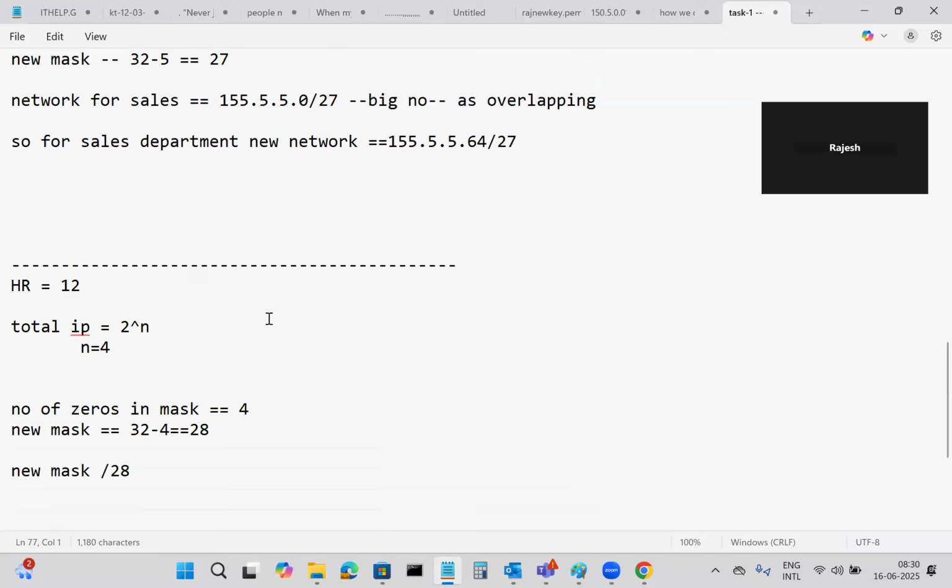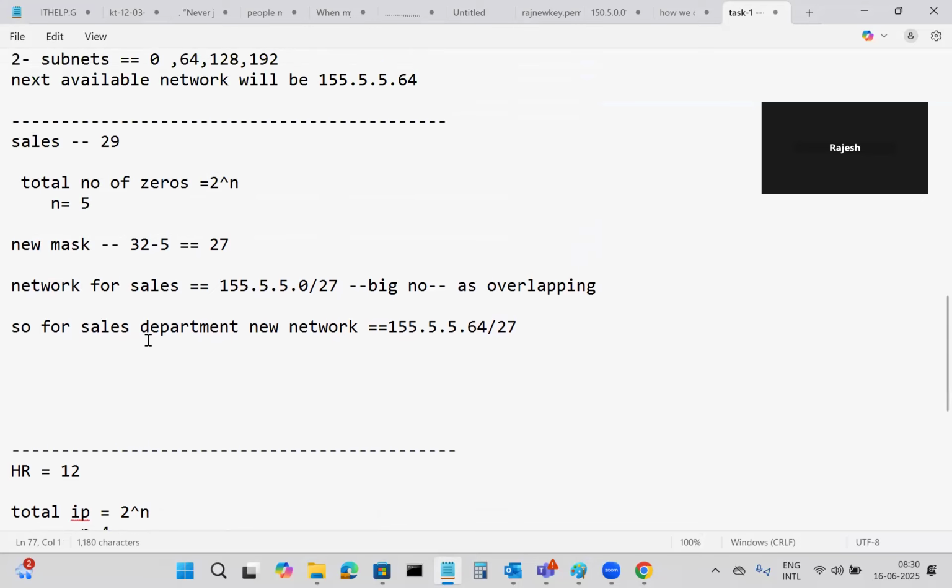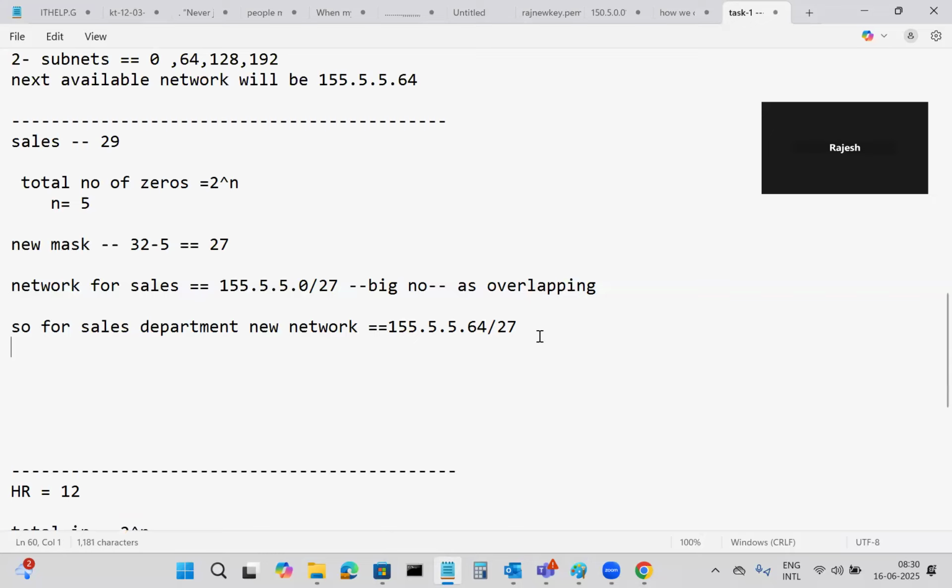For finding out the network, I will again go back to the sales department. No, no, 64 I'm using for the sales department. See that. No, no, that will also be wrong. Let's see that with the mask of 27, what is the block size and what is the subnet? So what is the block size here? With the mask of 27, how many zeros do we have? 5 zeros. So block size is 2 to the power n, meaning 32.